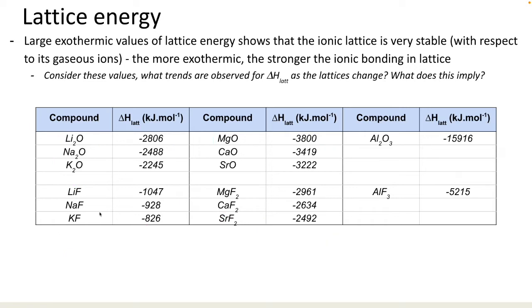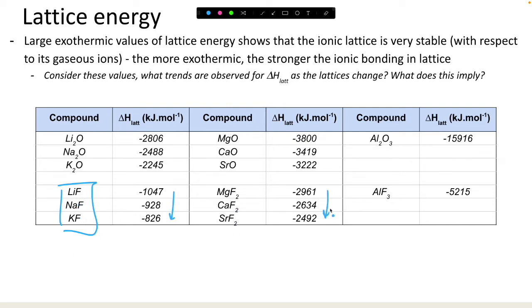We can see a very similar thing down here. This is all just showing the trends again. Same sort of thing, group 1s, but with fluorides, group 2s, but with fluorides, we see that same pattern. It becomes less exothermic, the lattice energy, as we go down the group because the atoms are becoming bigger, or the ions are becoming bigger, perhaps to be a bit more consistent in my vocabulary there.